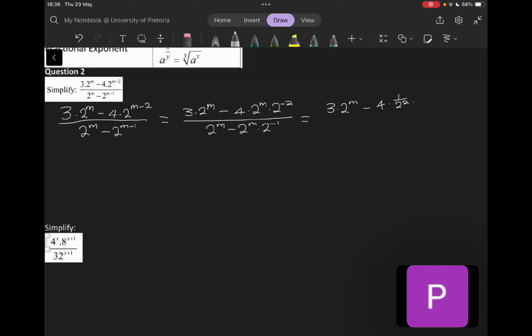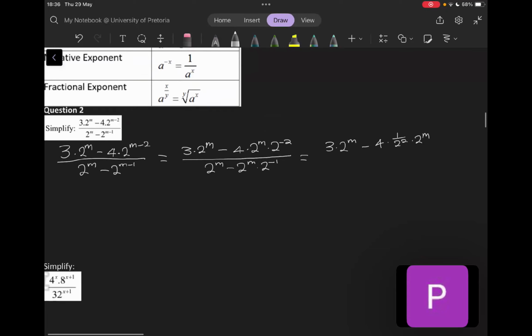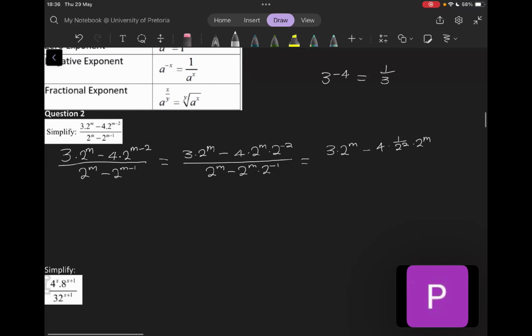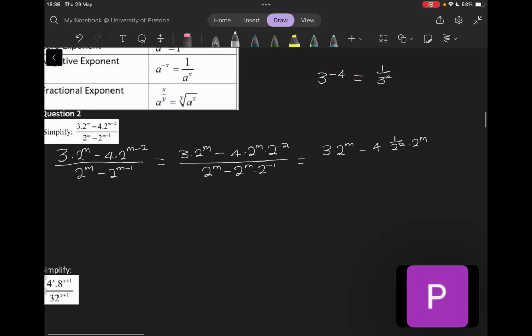I need you guys to remember that whenever you have an expression with a negative exponent, it is a fraction. I'll just give you an example of what I mean. If we have 3 to the power of negative 4, this is a fraction. It is 1 over 3 to the power of 4. That's what I mean when I say that whenever you have an expression with a negative exponent, it's a fraction. Cool. Let's continue on with our question.